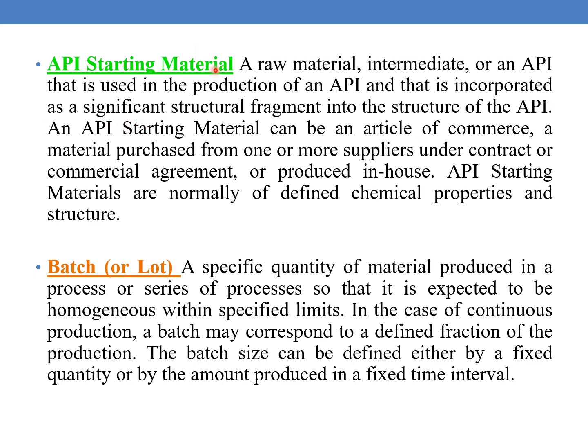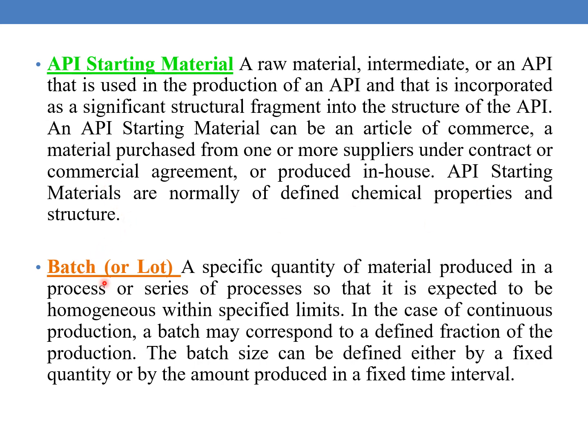An API starting material can be a raw material, an intermediate or an API itself, whenever a couple of substances or a mixture of substances are used. An API starting material can be an article of commerce, a material purchased from one or more suppliers under contract or commercial agreement, or produced in-house. API starting materials are normally defined by chemical properties and structures.